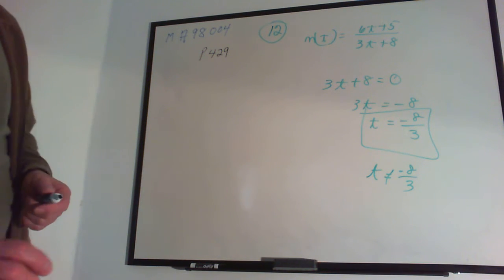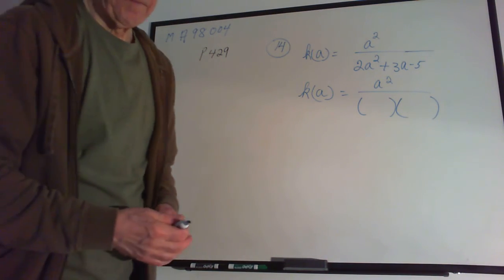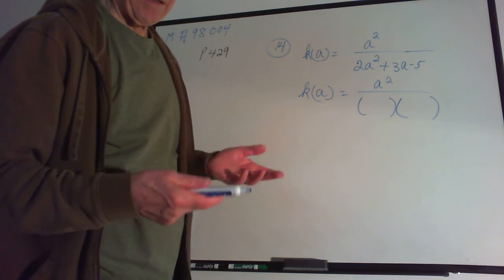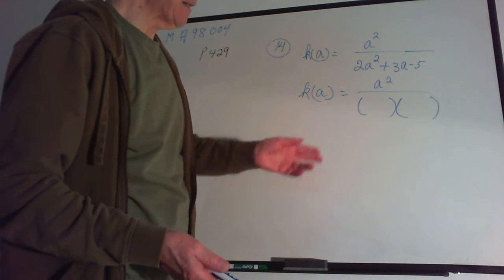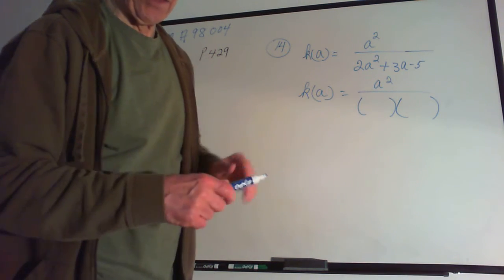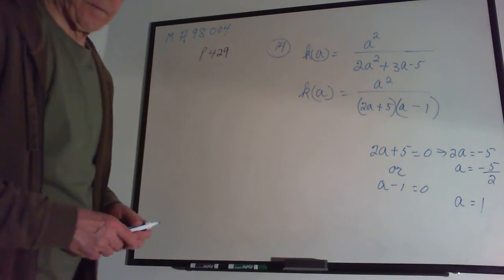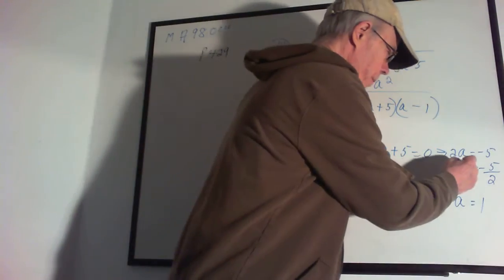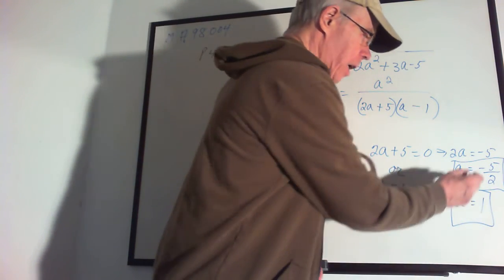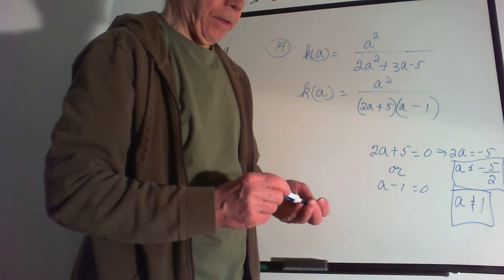Try number 14. Pause the video, give it a try. All right, what you want to do here, again, the same thought process. What makes the denominator equal 0? To find that, I'm going to have to factor the denominator. So pause the video and try. These are the numbers that will make the denominator 0. So A cannot equal them. A can be any other number but those two.